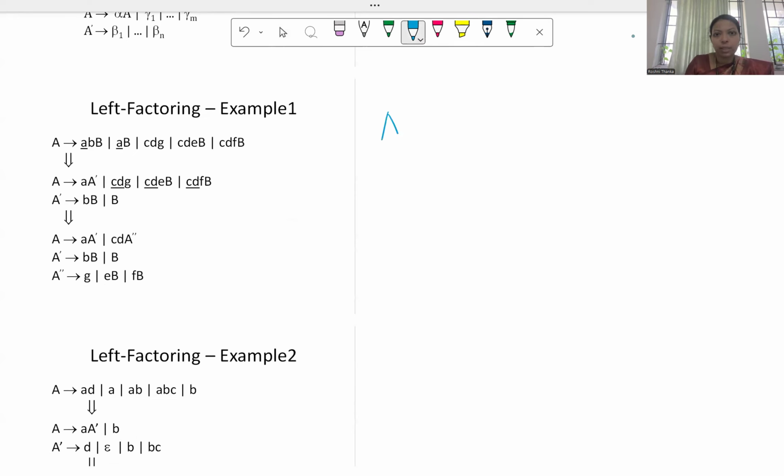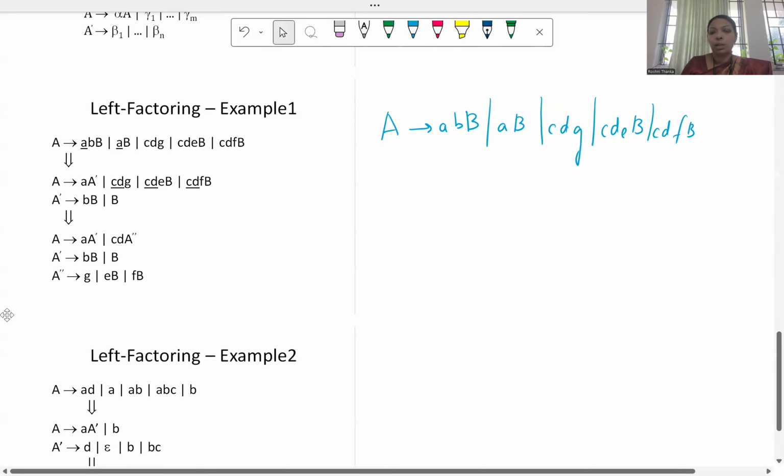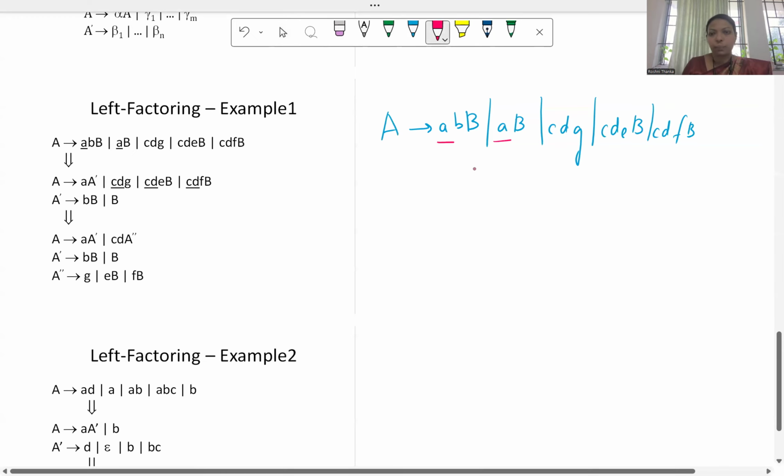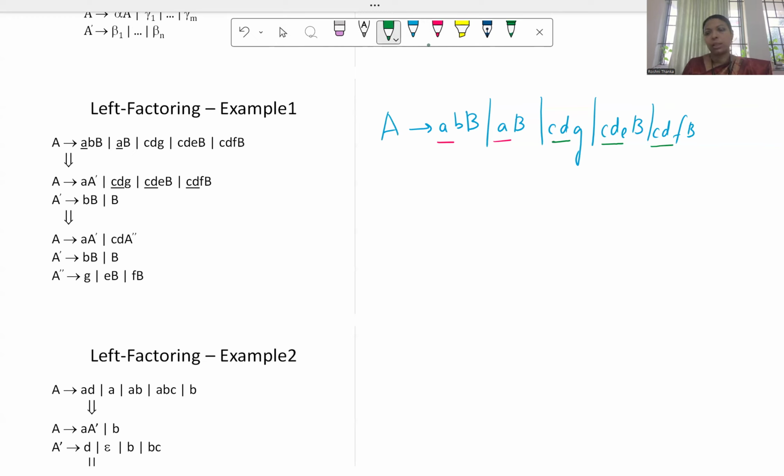There is a production A tends to AbB, Ab, CDG, CDEB, CDFB, right? So now if you look at this, you have A and A as a common prefix. And here next is also there, CD, CD, CD. Two things are having a common prefix. So solve one at a time. So let us rewrite it.